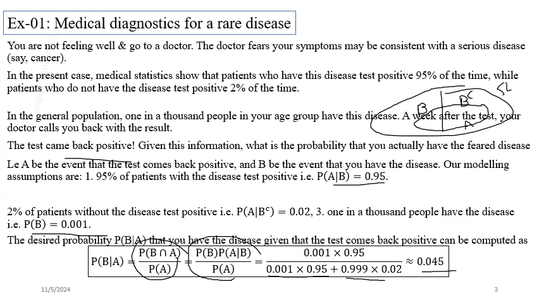Despite the patient being tested positive, what is the probability? 4.5, that means 5%. So should that patient have to worry? Not. Despite that the patient got tested positive, the probability of having the disease is 4.5%. Why is that?